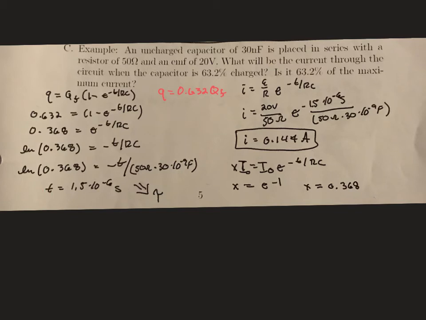Alright, so now I'm going to go to my current equation and plug in the time, and I get that the current is 0.147 amps.